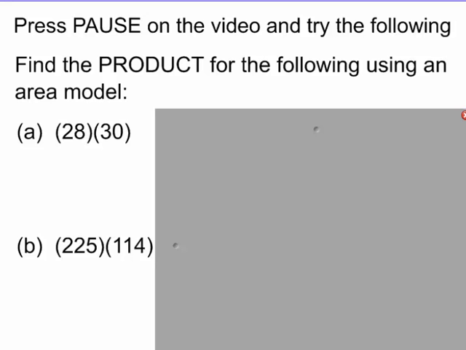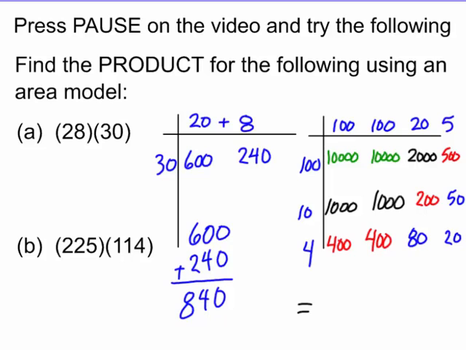Okay, welcome back. So I will just reveal the two answers, and you can check your answers to the pieces that I have. So for the first one, I broke it down into 20 plus 8, and I left the 30 alone. I was fairly comfortable with that. And when I added them together, I ended up with 840 for the first one.